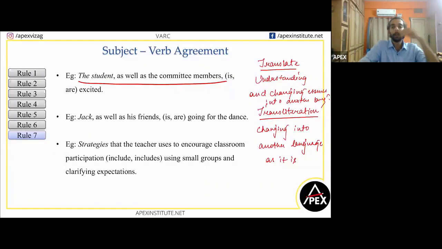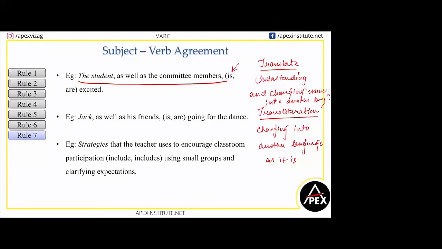The transliteration for this will be: a student, together with committee members, is excited. In Telugu, it would come out as either singular or plural. Which one will it be? It's singular, no? Yes or no? So that is why it will be is.